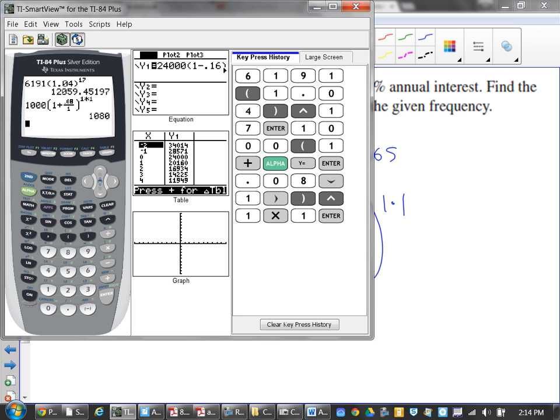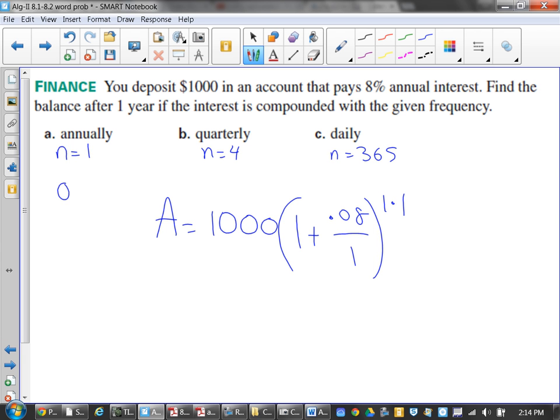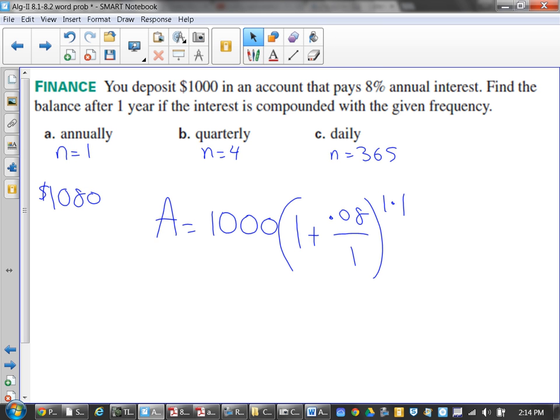Wouldn't you want it daily? Because then you'll get 8% interest on $1,080, and then 8% interest on that, and so on. Yep, it compounds. So as you go through that, your first value you get is $1,080.